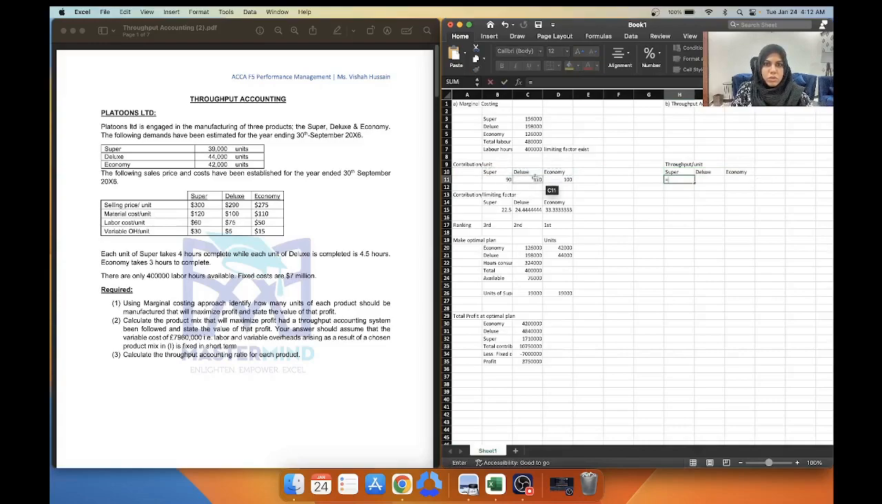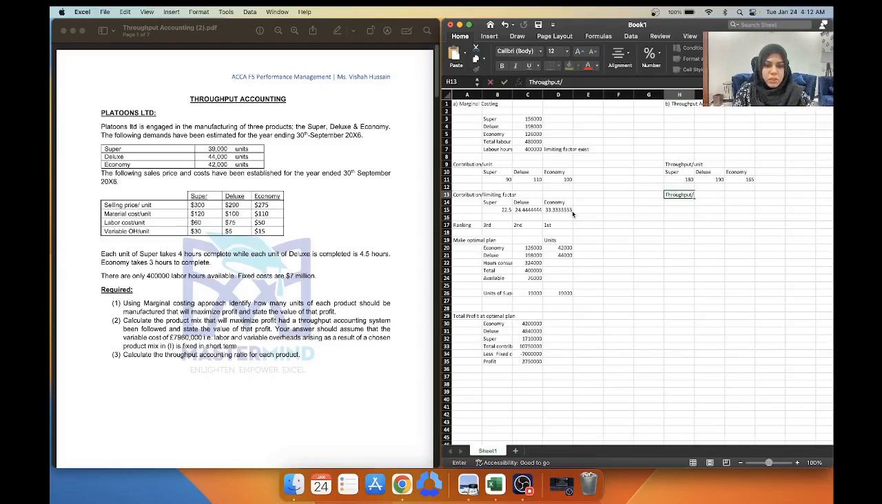How are you going to compute the throughput? 300, that is the selling price, minus just the material cost. Throughput does not consider labor cost and variable overheads to be variable. It assumes them to be fixed, as we've already discussed. Okay, we have the throughput per unit.